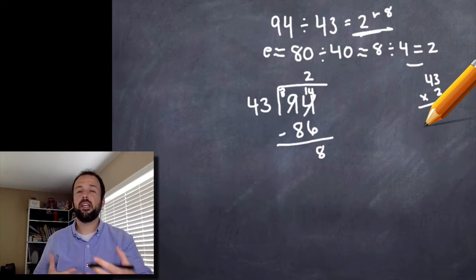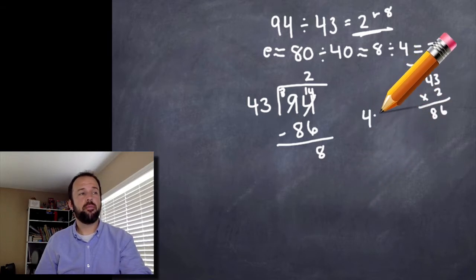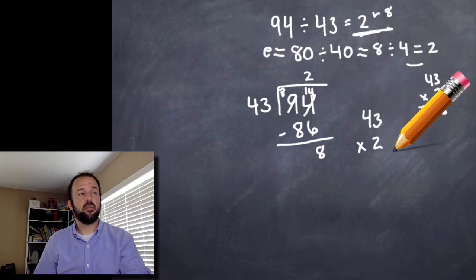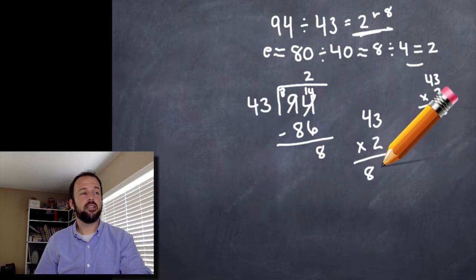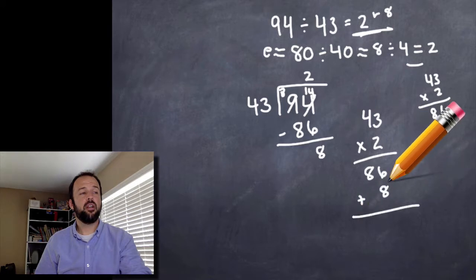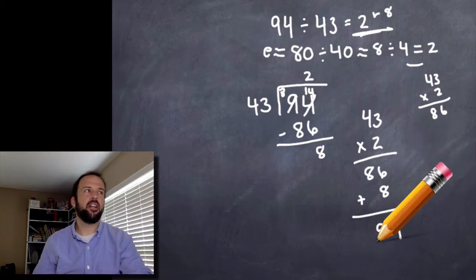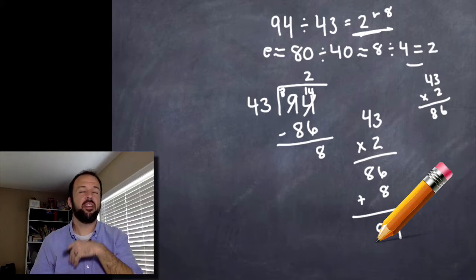And again, I could still check this answer. How could I check this answer? What would I need to do? Right, I would have to do 43 times 2, which would give me 86, and then 86 plus 8, that remainder that we had left over, that would give us 94. So I think this is starting to click for you guys, but for the sake of it, let's do one more example.